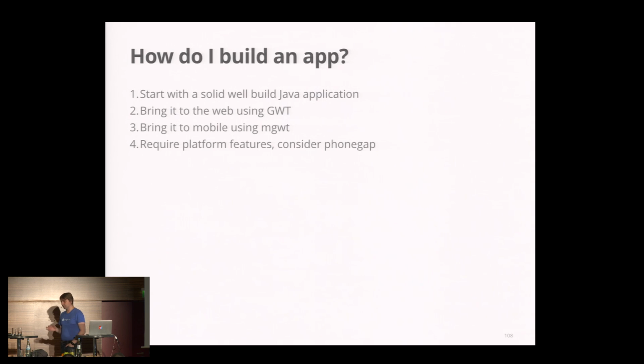If I discover at some point I actually need to access the hardware of the device, and say I need to take a picture, or I need to read the accelerometer or something like that, that's something I cannot do from a web application. I'm just going to use Phonegap as a runtime container and put my GWT application inside there and distribute it to some app store. And I can do this as well.